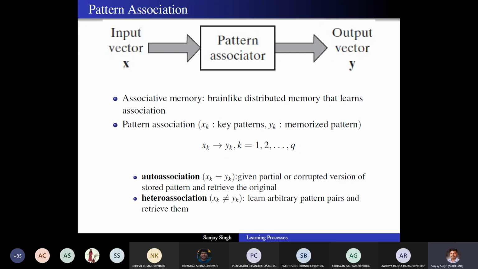Let me quickly complete this, then I'll come to the example with the board. The relevant issue here is storage capacity versus accuracy, meaning how many patterns can be stored, and also you have to look at the accuracy with which it can retrieve those values.